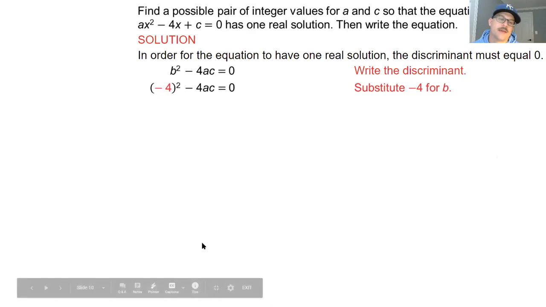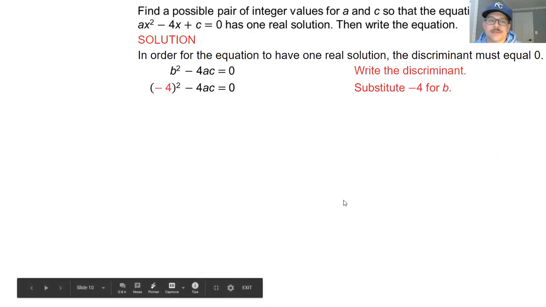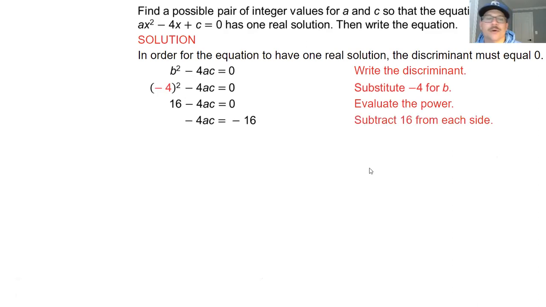We do know that we have a -4 in our B position. So that gives us a +16 minus 4 times AC to equal 0. And then what we're going to try and do is get A and C by itself. So we're going to move the +16 over to both sides, then divide by -4.